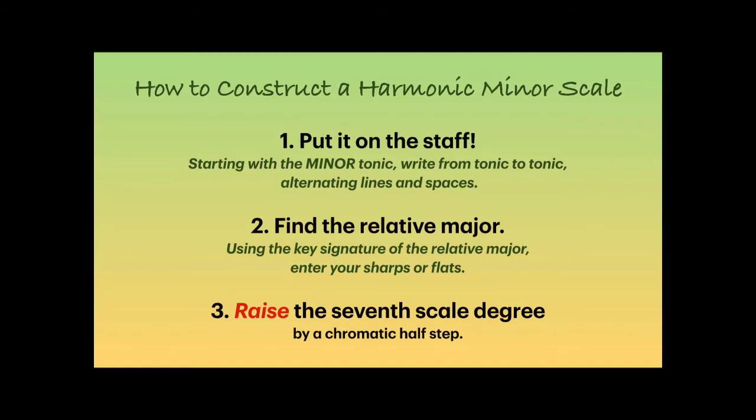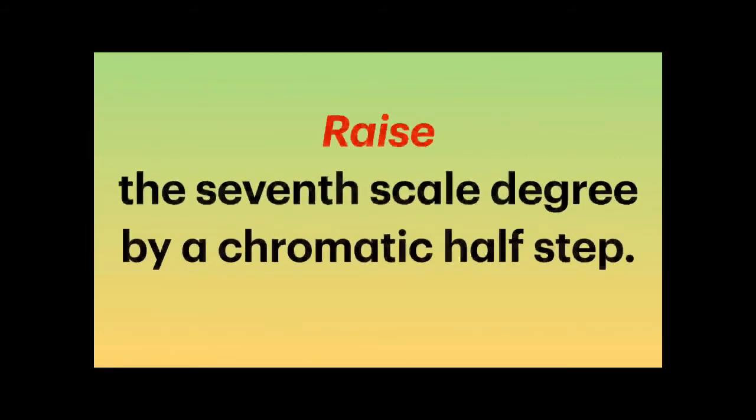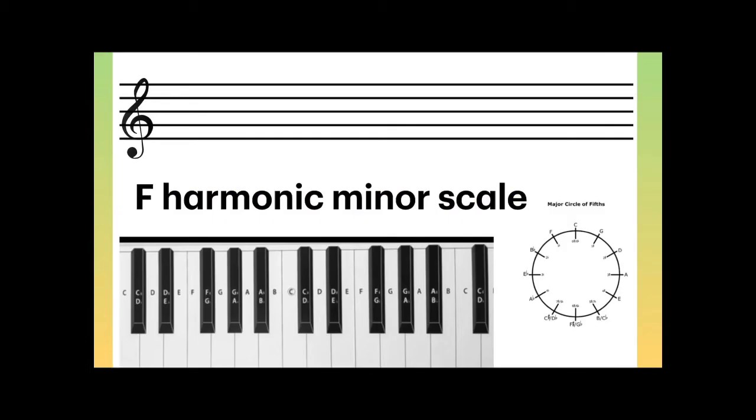I've very deliberately put that word raise in red and italics. There's a reason for this. I use this language because I don't want you to think that you sharp the 7th scale degree. It's true that sometimes raising a 7th scale degree means you put a sharp next to it. But remember that if it's a flat and you're raising it by a chromatic half step, you raise it to natural. And if it's sharp and you raise it by a chromatic half step, you raise it to a double sharp. Let's see some examples of this.